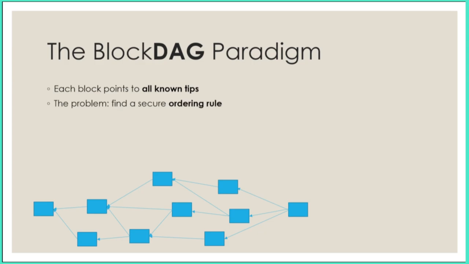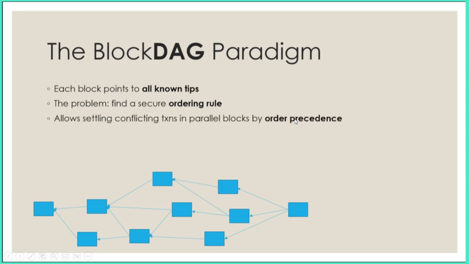And what we want to do is to find a secure ordering rule. What this means is we don't want to isolate a chain and throw away the rest. We want to take all of these blocks and decide on some order of the blocks. This is the first one, the second one, the third one, etc.